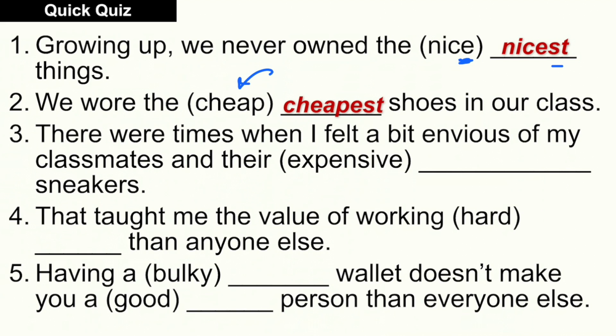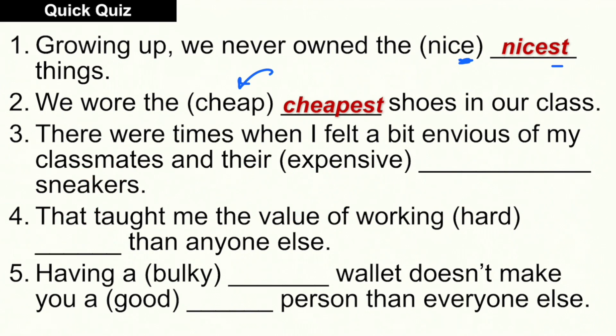Next, number 3. There were times when I felt a bit envious of my classmates and their expensive sneakers. Okay? Now, again, working towards dun yung ating theme na you have to choose kung either comparative or superlative. Ano ang gagamitin natin? Now, ang kino-compare dito would be yung classmates, okay, and yung si I. So, sabi niya, naiingit ako kasi may mga times na naiingit ako dun sa classmates ko at ang kanilang mas mahal na sneakers.